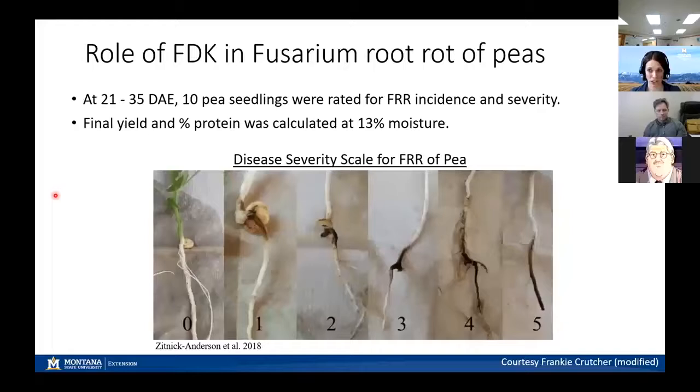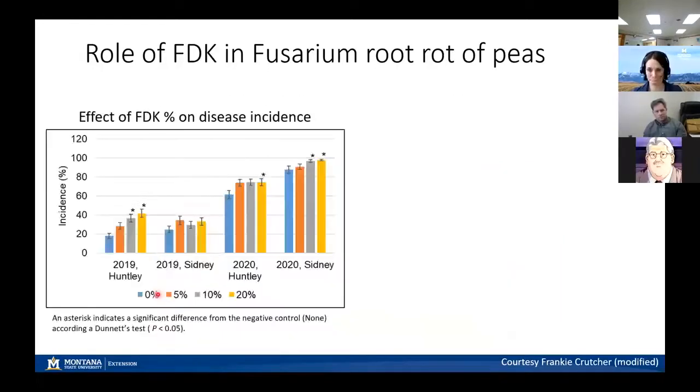And as I mentioned, she did a root rot severity assessment on these pea roots, 3 to 4 weeks after emergence. This is the disease severity scale that she used, just so you know where this is coming from. It's essentially a scale that documents progressively more severe symptoms of Fusarium root rot disease.